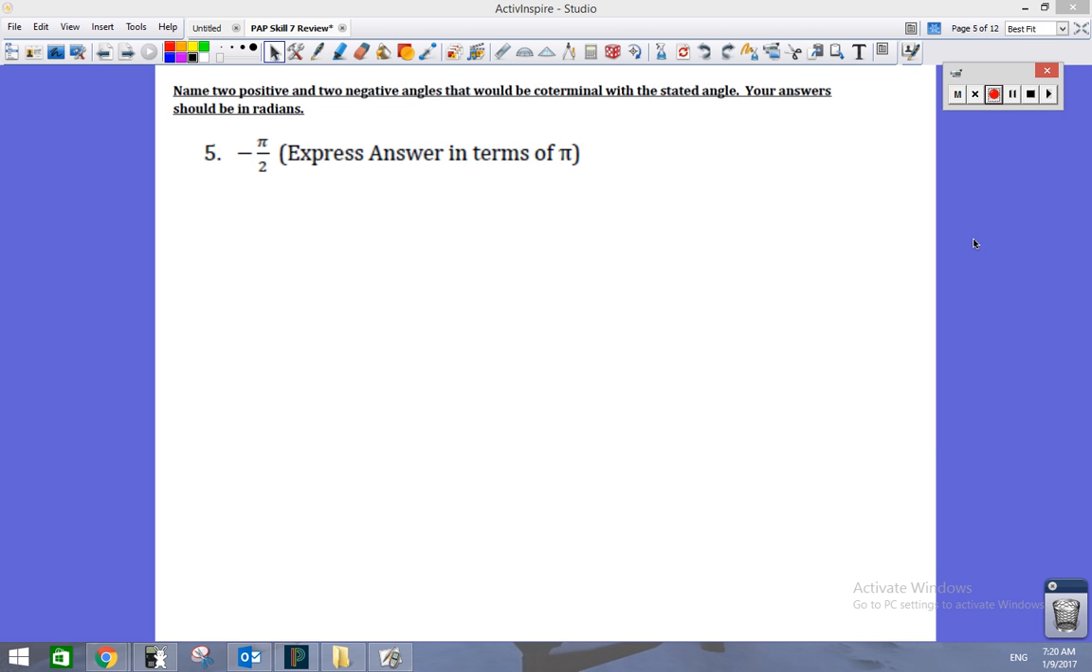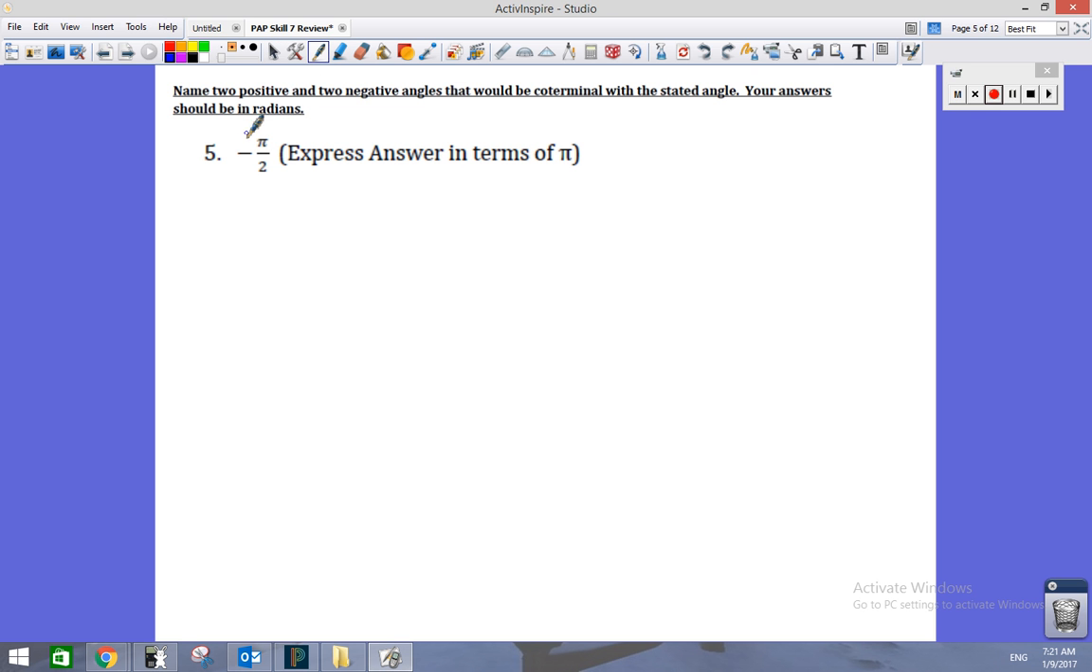We're looking at review problems for skill packet 7, and here in problem number 5, actually in 2, 3, 4, and 5, it has the same direction, or similar directions. It's the idea of coterminal angles. In problems 2 and 3, we worked in degree measure, and in 4 and 5, we'll work in radian measure.